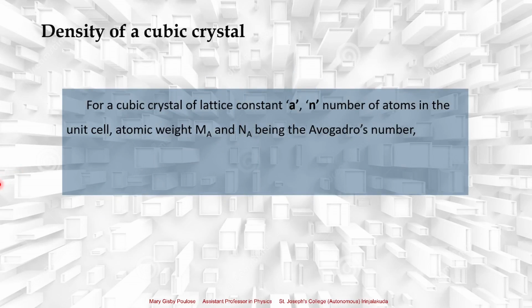Now, if a cubic crystal is given, how do you find the density of that crystal? Assume that you have a cubic crystal and its lattice constant a is known. The number of atoms in the unit cell, small n, is known. Its atomic weight Ma is known. And Na is the Avogadro number. We can write the density of the cubic crystal ρ as Ma times n divided by Avogadro number times a cube. This equation is of importance.